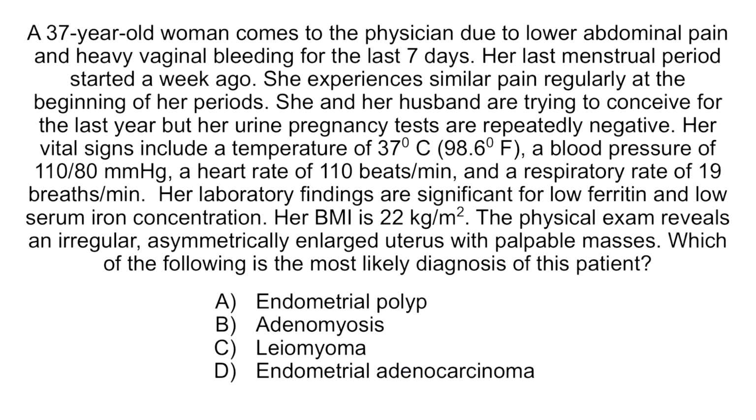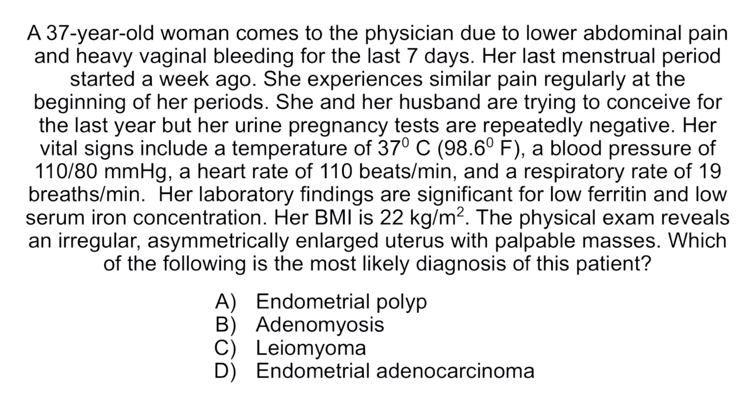Her vital signs include a temperature of 37 degrees Celsius, a blood pressure of 110/80, a heart rate of 110, and a respiratory rate of 19 breaths per minute. Her laboratory findings are significant for low ferritin and low serum iron concentration. Her BMI is 22. The physical exam reveals an irregular, asymmetrically enlarged uterus with palpable masses. Which of the following is the most likely diagnosis of this patient? A, endometrial polyp, B, adenomyosis, C, leiomyoma, or D, endometrial adenocarcinoma? Feel free to pause the video while you consider the question.